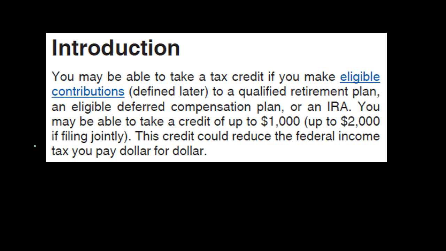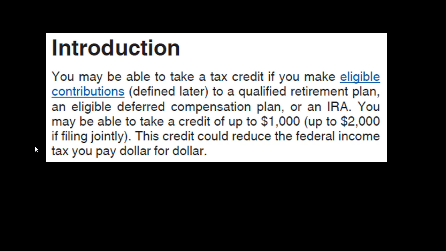So you can think about this: why would the IRS have this in there? Note the incentive, of course, is to save for retirement. The IRS wants to help us, or incentivize us in some way, to save for retirement. And this is going to be a credit, not a deduction. A dollar for dollar credit, way better than a deduction.